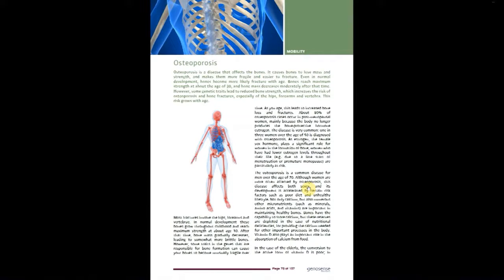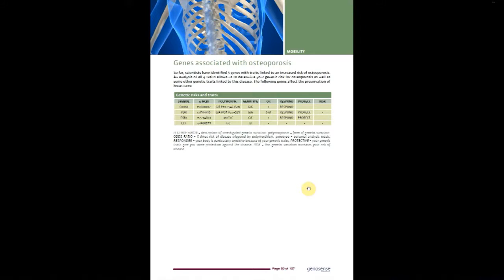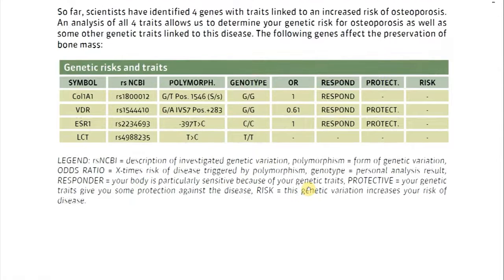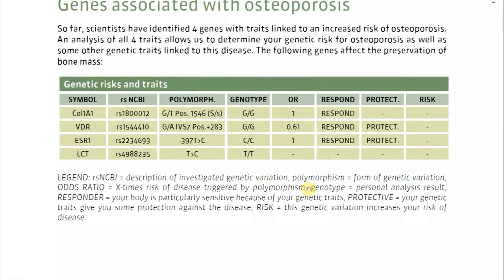And then osteoporosis. That's brittle bone disease. Again, read up on it, it's interesting. Here are the 4 different genes involved in it. Now, in this case, we have an odds ratio of 1 for one gene, an odds ratio of 0.61, so it's protective, it's lower than a 1-fold risk, 39% lower risk, and again, an odds ratio of 1. So this is a very beneficial type of genetic result. The LCT gene I'm going to talk about in a minute, so let's skip that for a moment.